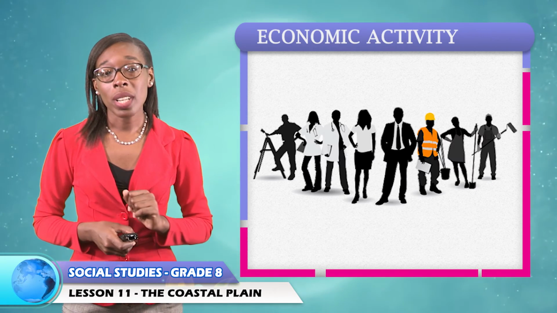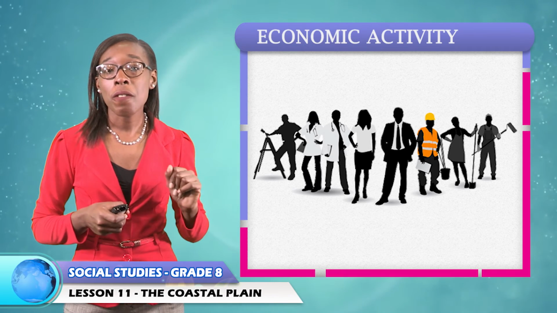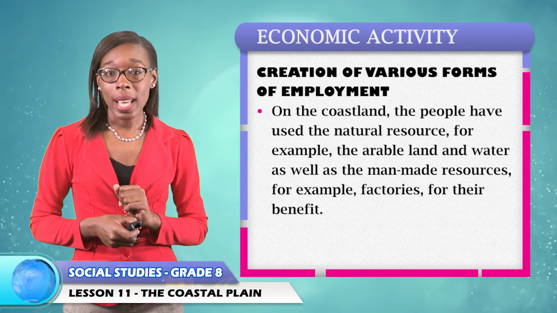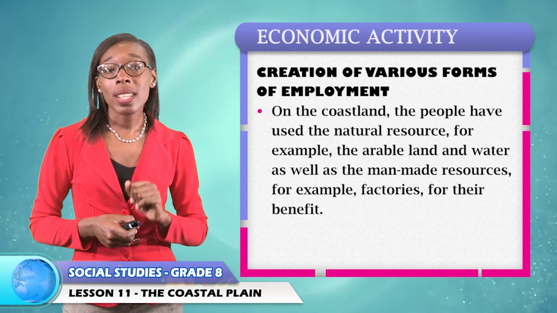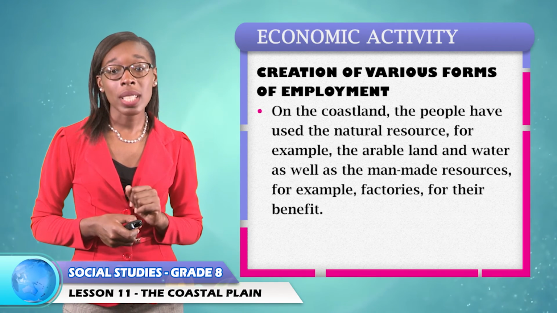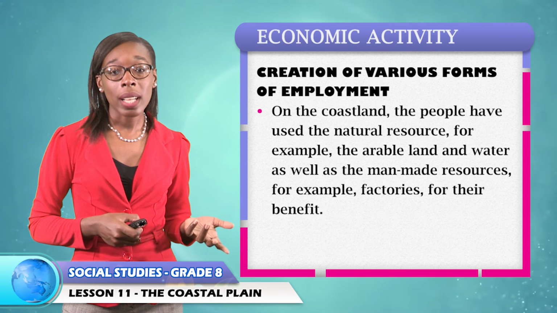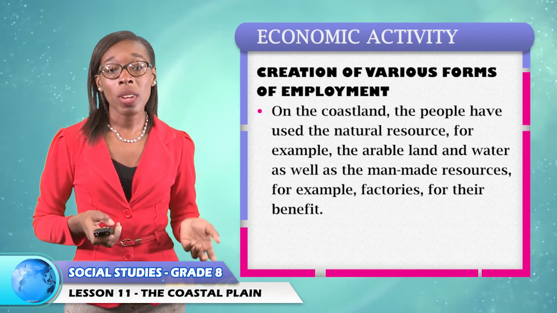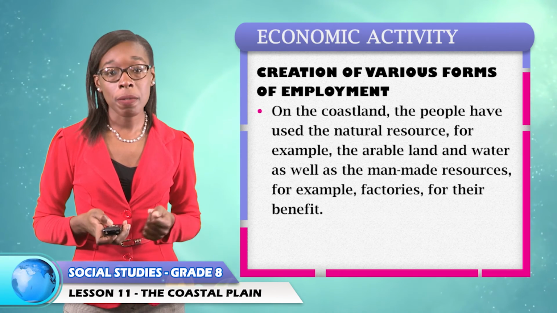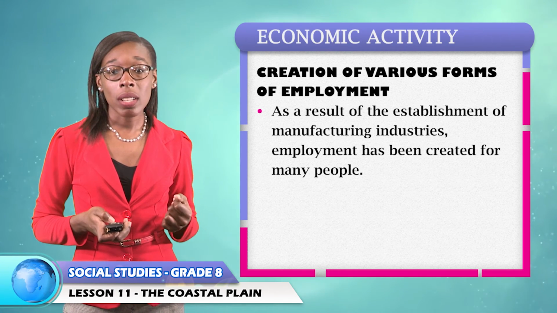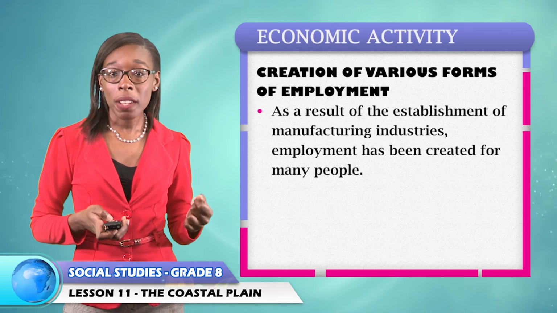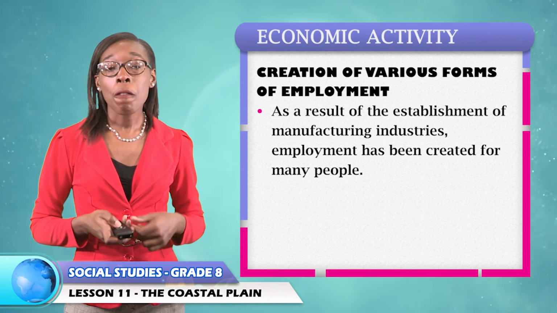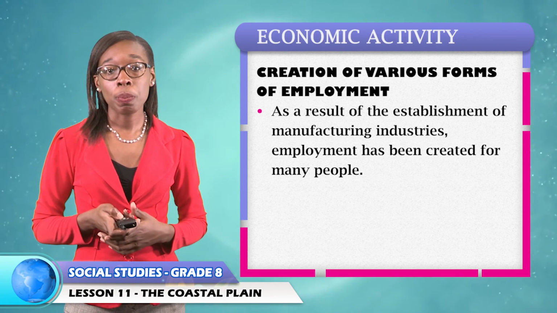The fifth economic activity is creation of various forms of employment. On the coastland, the people have used the natural resources, for example, the arable land and water, as well as man-made resources, for example, factories, for their benefit. As a result of the establishment of manufacturing industries, employment has been created for many people.